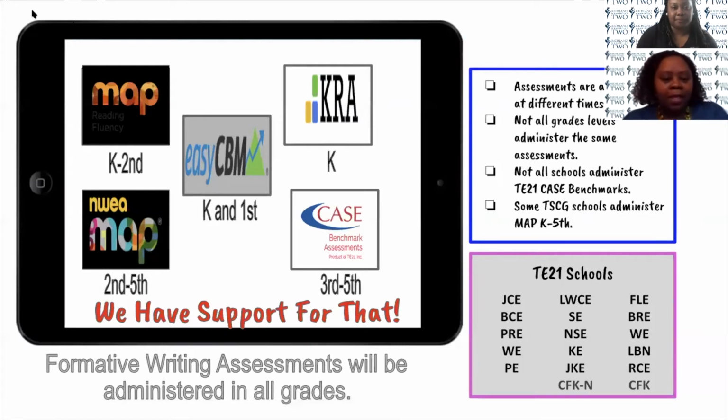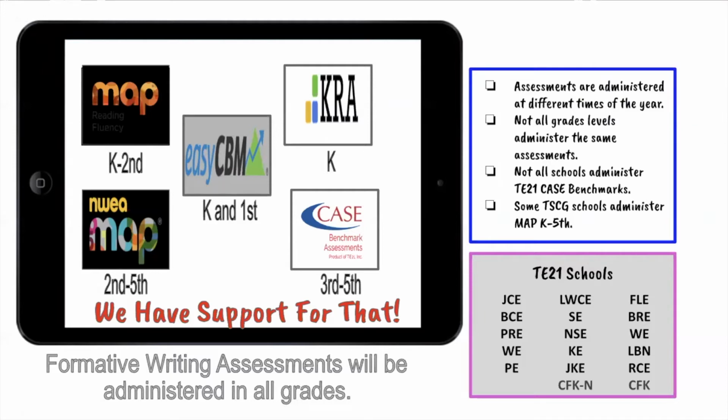All right, so in our district, in regards to formative writing, we administer the following assessments. They are MAP Reading Fluency for kindergarten through 2nd grade, KRA for kindergarten, and note KRA is only administered at the beginning of the year, Easy CBM in kindergarten and 1st grade, and those are students who are in the lower percentile, NWEA MAP for 2nd through 5th grade, and CASE benchmark assessments for 3rd through 5th grade.